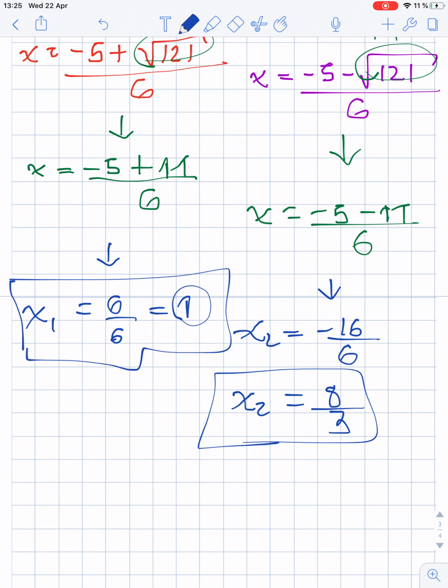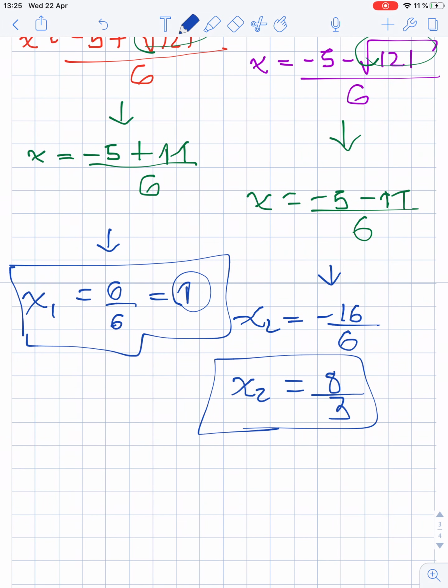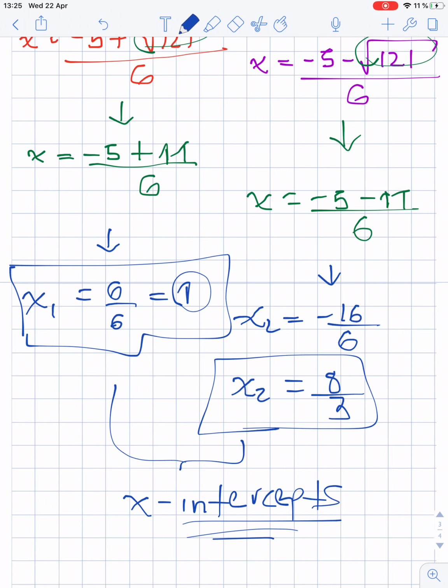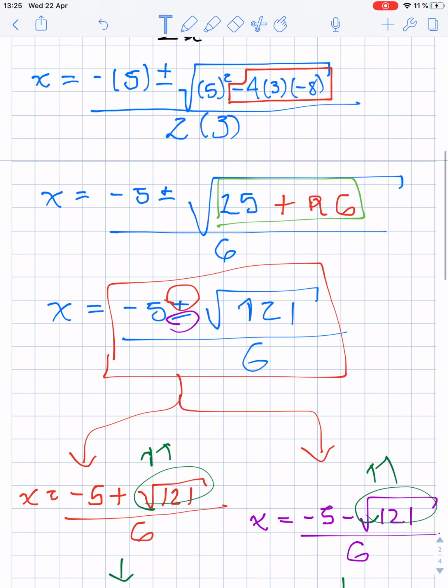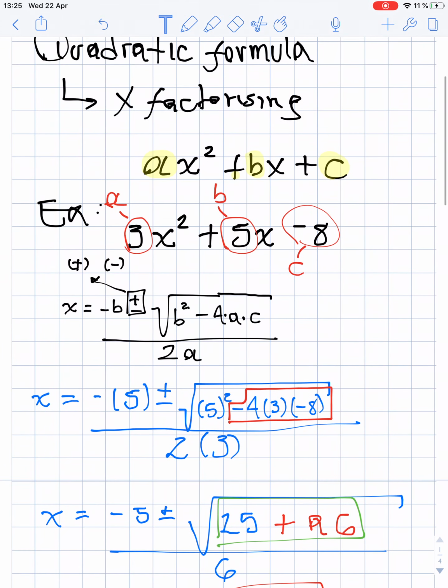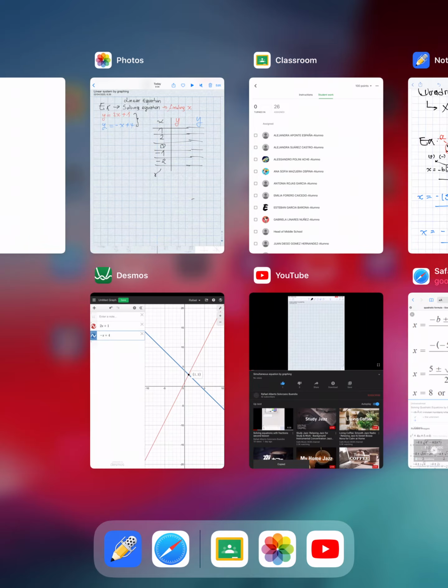After doing this, we can check this by using the application Desmos. Therefore, the idea is we need to get those points. Those points are the x-intercepts. It's the same answer as when you factorize, but in case you cannot factorize, you can use the quadratic formula. We're going to check the x-intercepts of this expression in Desmos, okay? Let me open Desmos.